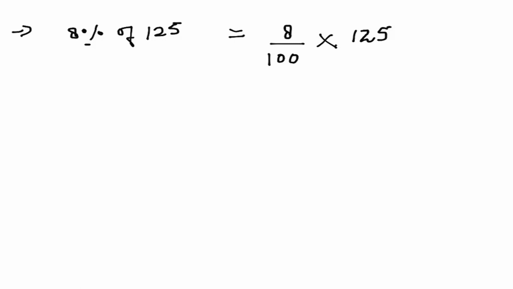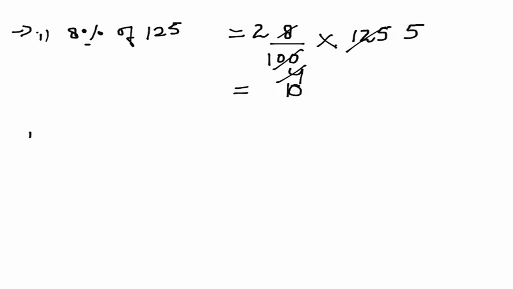Now we will simplify it. We can cancel it with the 25. 25 times 5 is 125 and 25 times 4 is 100. Now 4 times 2 is 8. It will give us the answer 10. So it means 8% of 125 is 10.